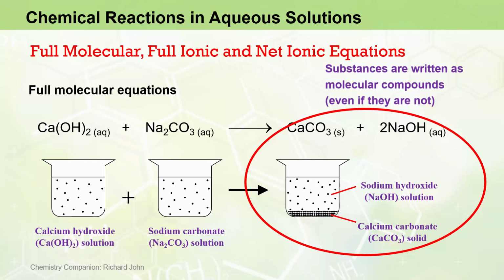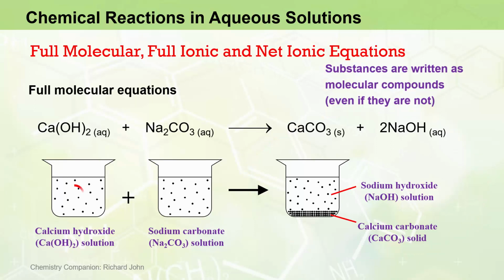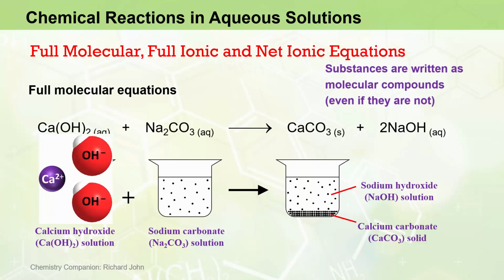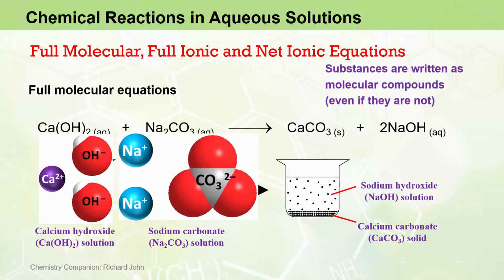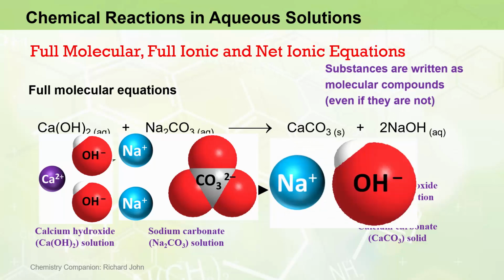In reality, however, if we were to look more closely at the calcium hydroxide solution on the left and looked at the atomic scale, we would see the solution is actually comprised of dissolved calcium ions and dissolved hydroxide ions in a 1:2 ratio as per its chemical formula. And if we were to look more closely at the sodium carbonate solution, we would see dissolved sodium ions and dissolved carbonate ions in a 2:1 ratio as per its chemical formula. And lastly, if we were to look more closely at the sodium hydroxide solution sitting above the solid calcium carbonate, we would see dissolved sodium ions and dissolved hydroxide ions in a 1:1 ratio as per its chemical formula.